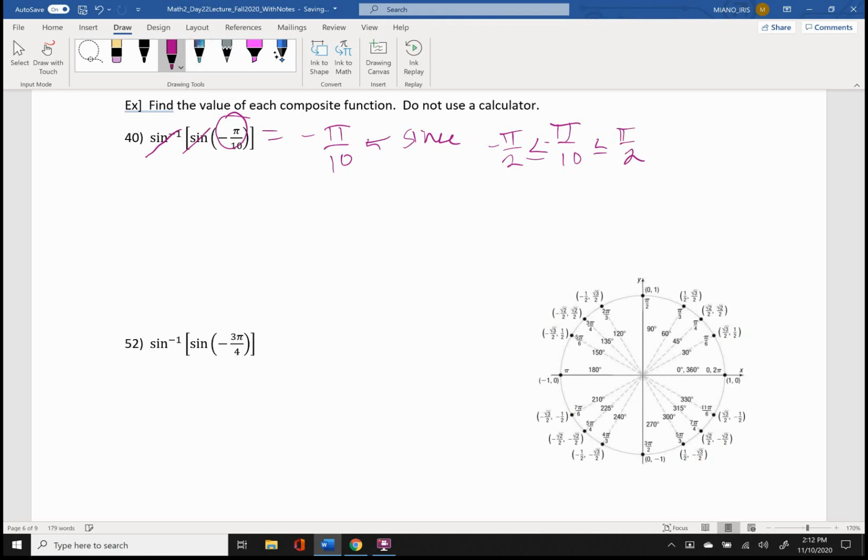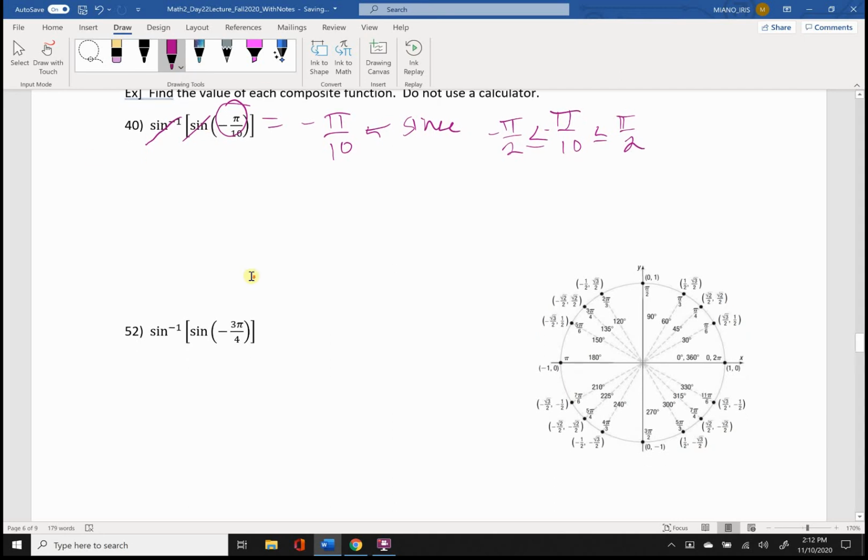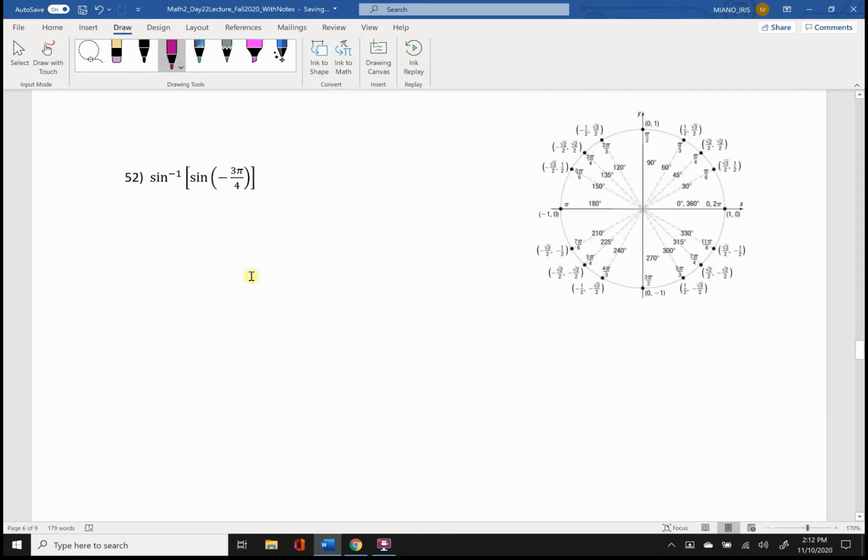Okay, but what happens when your input is larger or smaller, rather, or outside of the range of pi over 2 and negative pi over 2, right? What if it's not going to cut it? Well, then we need to do some fun jumping around here. So here's what I've done for this one. Okay, so first we're going to focus on this bit right here, just the sine of negative 3 pi over 4.